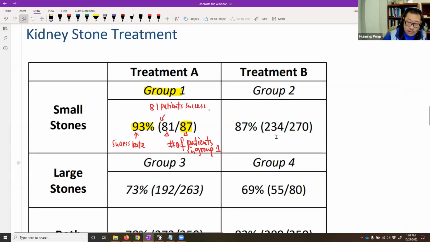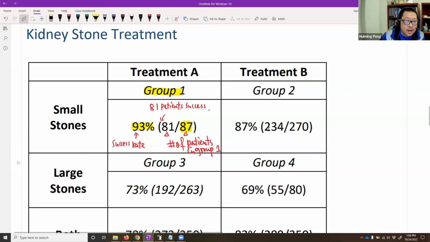Fiona says 234 successes out of 270 patients, so that's an 87% success rate. Yes, very good. Does everyone get it? I think everyone knows how to read it. Okay, so Chris, I will not ask you to do it. Is that okay? Or does anyone have a question?